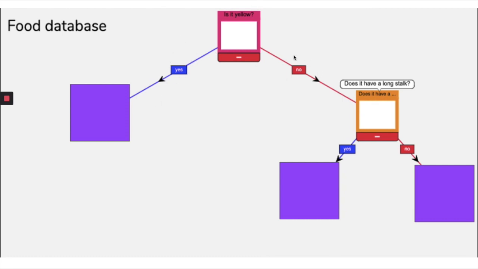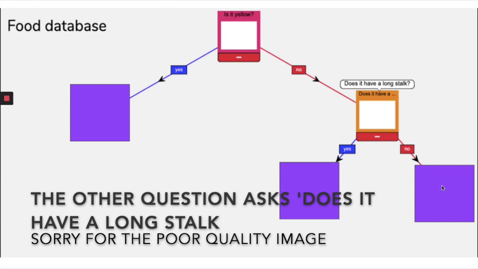Okay, so have a little think. What do you think could be behind each of these purple squares? Is it banana, cherry, or tomato? Press pause. I'll come back to you in a minute.